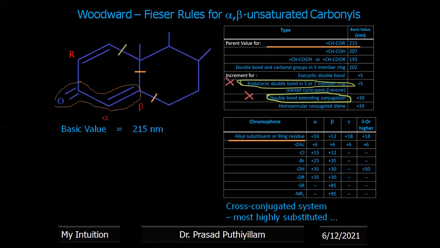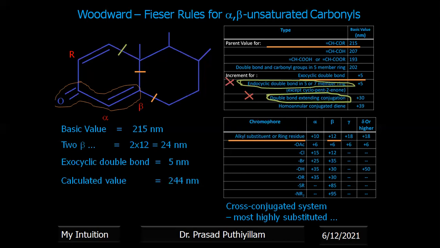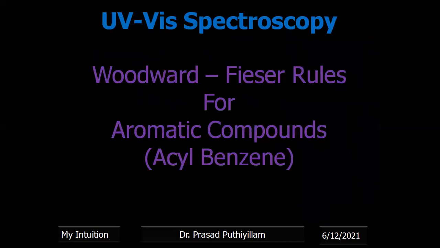But the substituent alkyl or ring residue we need to consider. Already we indicated that at the beta position we have 2 ring residues. The beta value is 12, so 2 into 12, 24 nanometer, needs to be added. Now the exocyclic double bond is present here: this double bond is exocyclic to the second ring, therefore 5 nanometer will be added. So the calculated value is 244 nanometer.